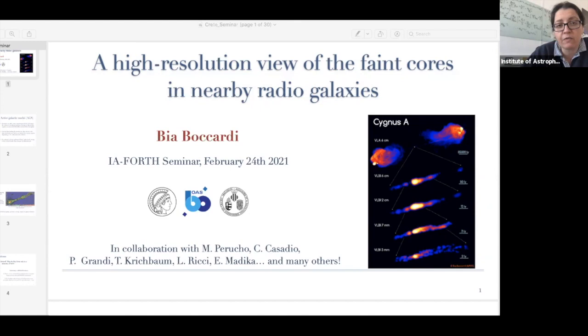And in the past 5 years, she worked there as a postdoc in the VLBI department and as a visiting postdoc at INAF Bologna and the University of Valencia. Since August 2020, she is a junior research group leader at MPIfR. And today she will talk to us about a high-resolution view of the faint cores in nearby radio galaxies. So without any further ado, Bia, the floor is yours.